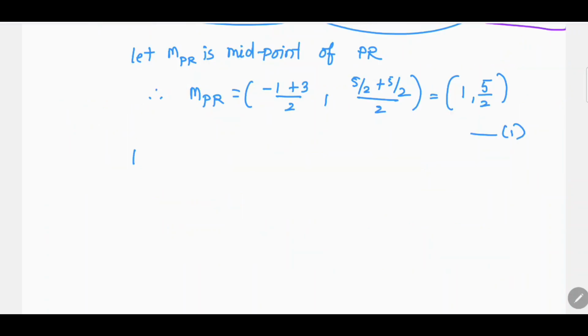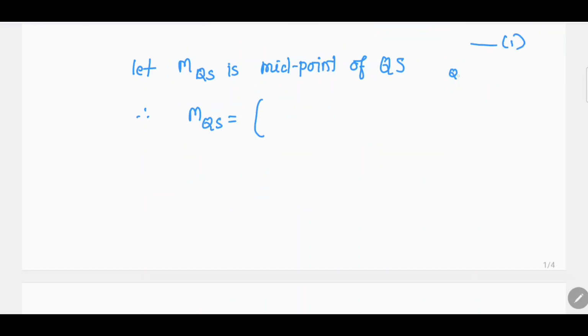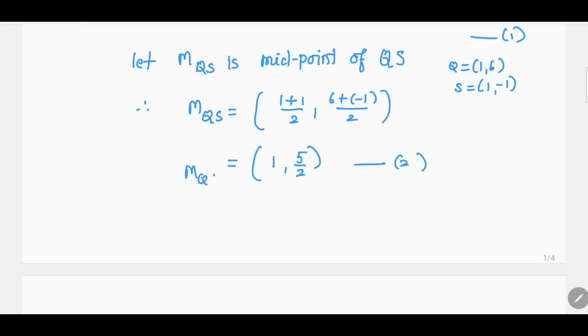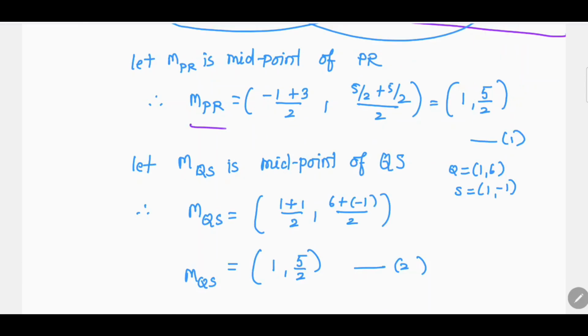Call this as 1. Let MQS be the midpoint of QS. Therefore MQS is equal to, Q coordinates are (1, 6) and S coordinates are (1, -1). So (1 + 1)/2, (6 + -1)/2. Therefore MQS is equal to (1, 5/2). Call this as 2. So from 1 and 2 we can say that MPR is (1, 5/2) and MQS is (1, 5/2). So what can we conclude?